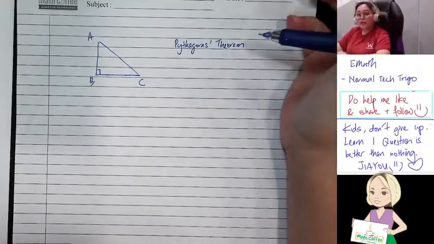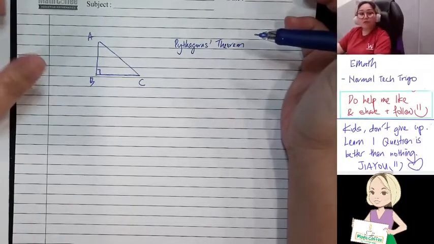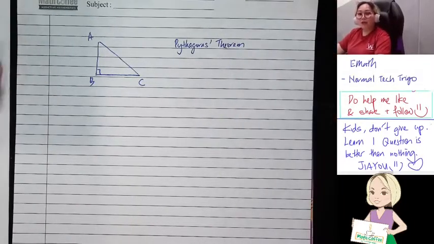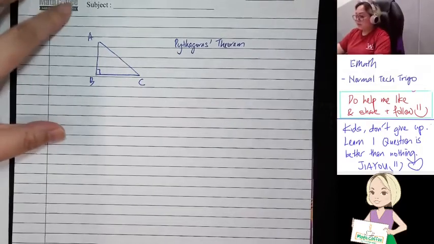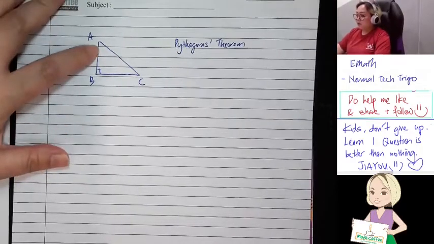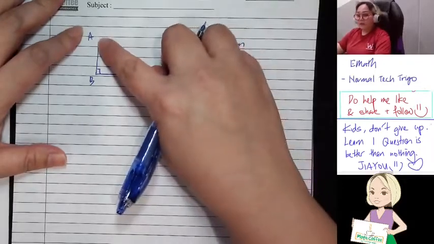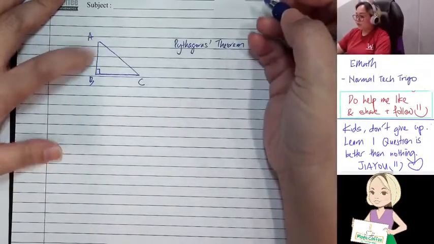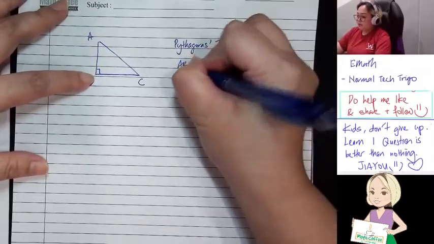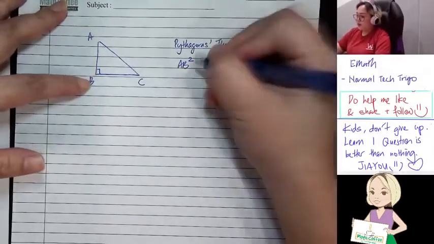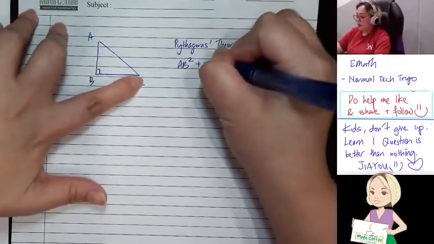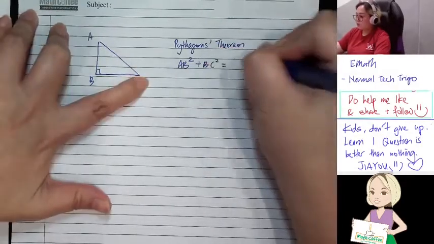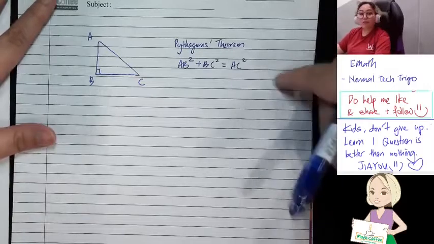This one is also used for right angle triangle, to find the length. Any given two lengths, you can find the third length. Take a look at this one. Big A, the opposite, we will call it the small a. Don't get confused. AB square plus BC square is equals to AC square. This is Pythagoras Theorem.